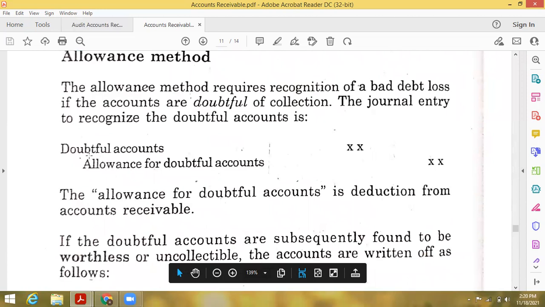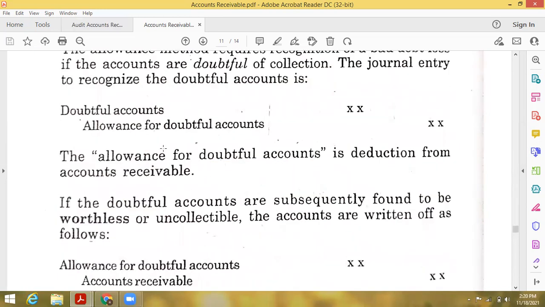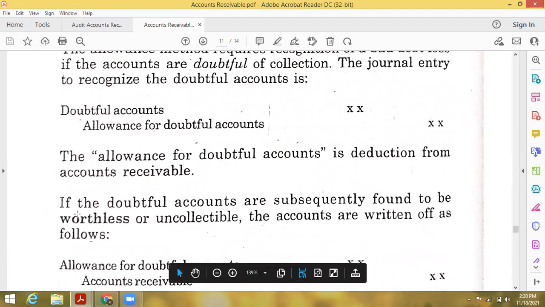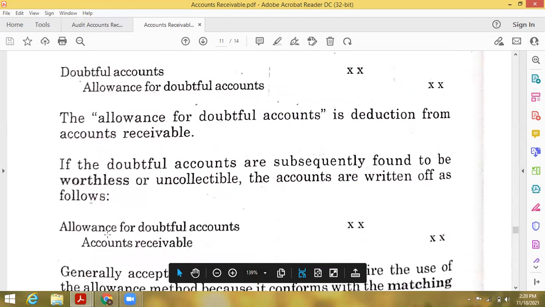Kasi hindi mo pa naman sure kung hindi talaga makakolekta, di ba? So, i-allowance muna natin for doubtful account. If nakita mo na, ay, hindi na talaga, worthless na, wala na, hindi na siya makakolekta talaga, tatanggalin na natin siya sa allowance. Talagang tatanggalin na natin yung receivables mo.